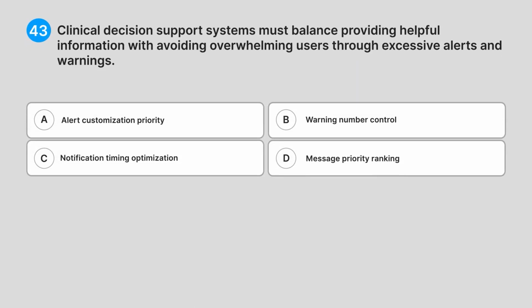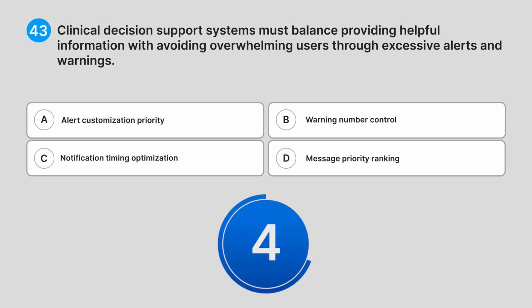43. Clinical decision support systems must balance providing helpful information with avoiding overwhelming users through excessive alerts and warnings. A. Alert customization priority. B. Warning number control. C. Notification timing optimization. D. Message priority ranking. Can you guess the answer?